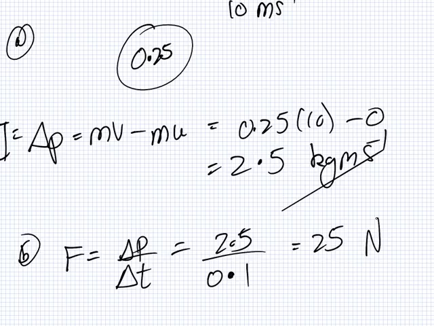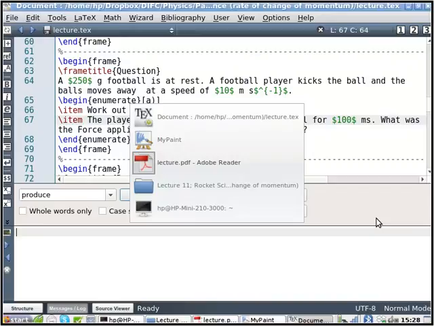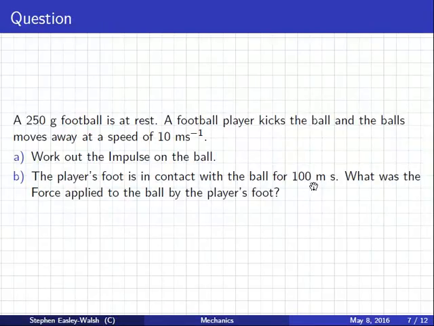Where did you get the 0.1 from? That's the 100 milliseconds in the question. 100 milliseconds is 0.1 of a second. Continue? Yep.